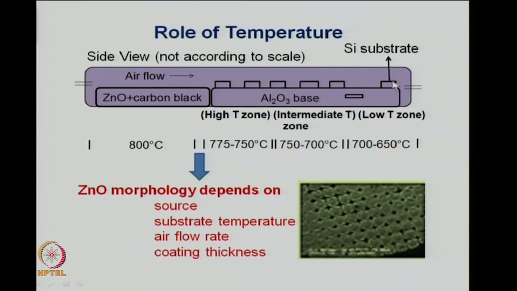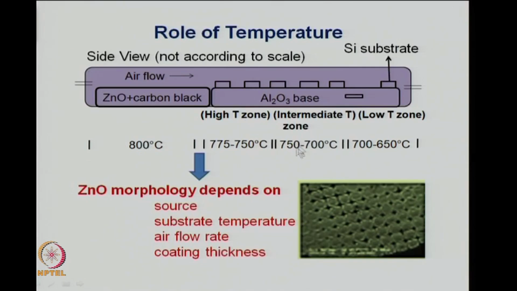So, you have the silicon substrate here, right, in the low temperature zone, and in the intermediate temperature zone you have the silicon, and in the high temperature zone also you have silicon. So, you have different substrates all in the high, intermediate and low temperature zones. Now, you try to grow zinc oxide on that. Okay. So, you are trying to grow zinc oxide on these in this furnace.